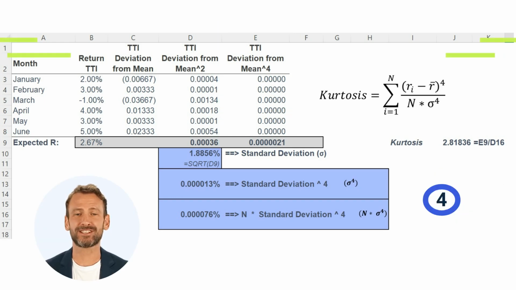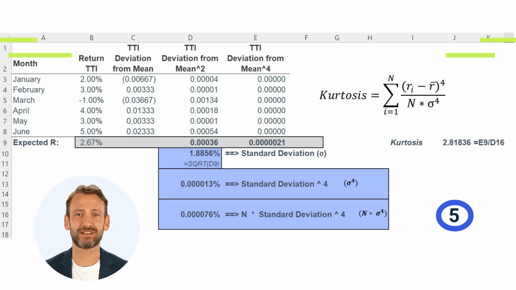The fourth step is to determine the denominator of the kurtosis formula. This is simple. You just need to raise the standard deviation to the fourth power and then multiply it by the number of observations. In this case, the result is 0.000076%.